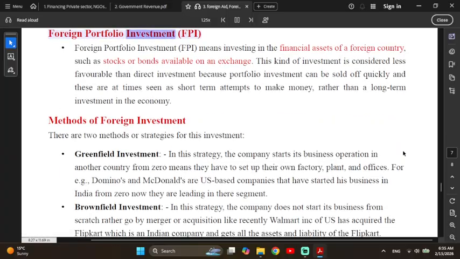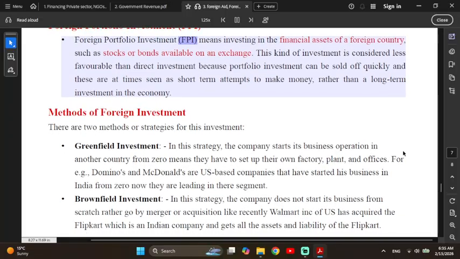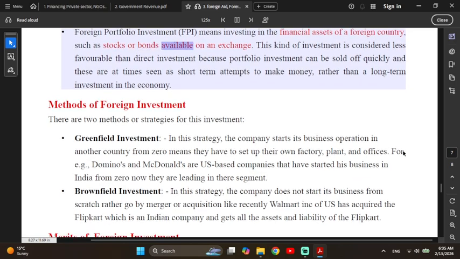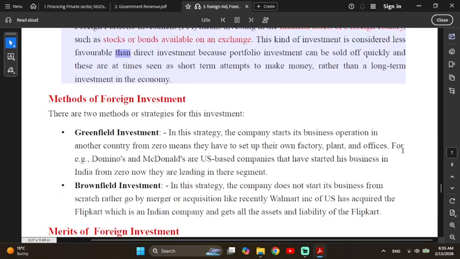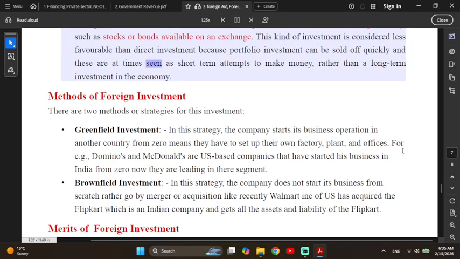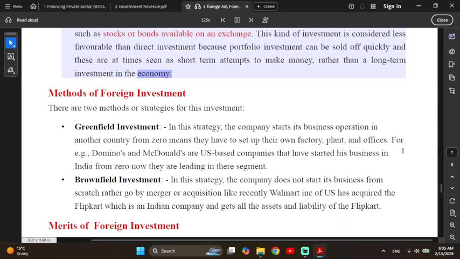Foreign portfolio investment, FPI. Foreign portfolio investment, FPI, means investing in the financial assets of a foreign country, such as stocks or bonds available on an exchange. This kind of investment is considered less favorable than direct investment because portfolio investment can be sold off quickly, and these are at times seen as short-term attempts to make money, rather than a long-term investment in the economy.